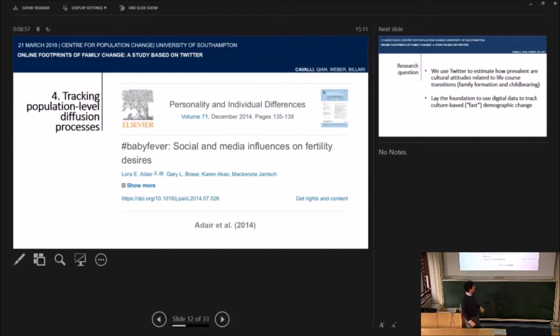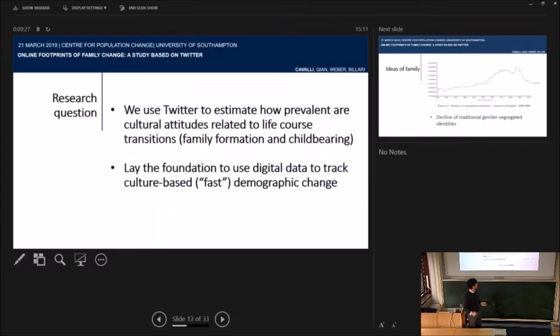And this is going to be a key concept for our paper, because we don't want to simply look at how particular hashtags spread in 1 week or 2 weeks across the population, but we want to see how ideas spread in different populations. We are going to use Twitter data to look at the US case and at how culture-based family change can be tracked based on specific keywords. This is exactly what we want to do. We use Twitter to estimate how prevalent specific cultural attitudes related to life course transition are, in particular family formation and childbearing, and also ideally lay the foundation to use this method to track change over time.